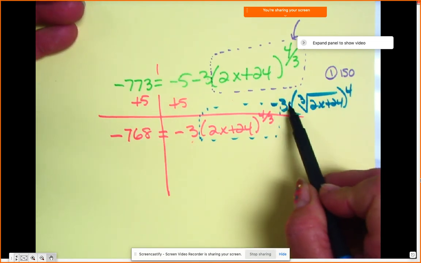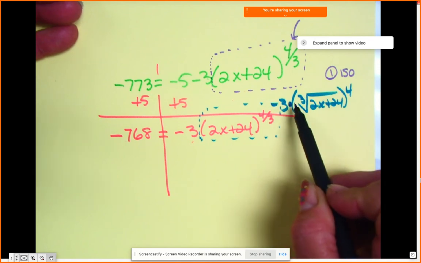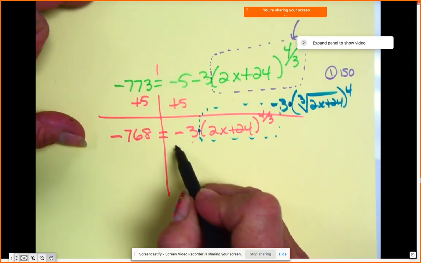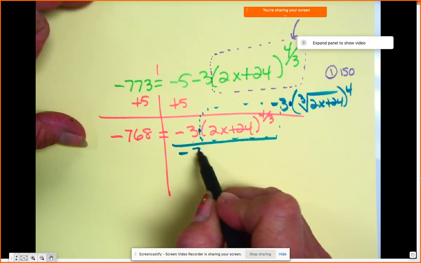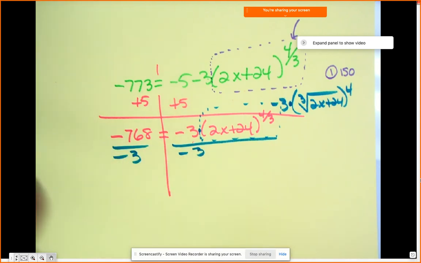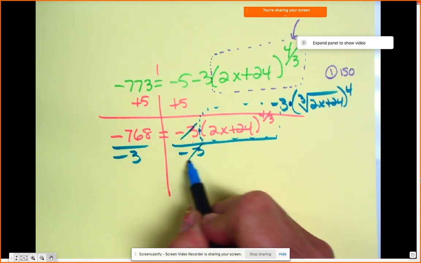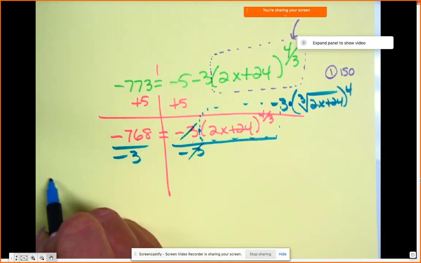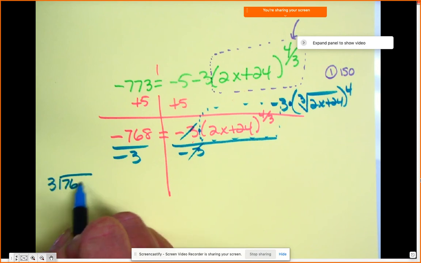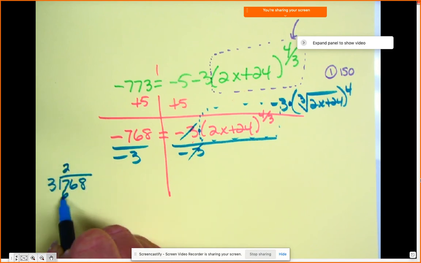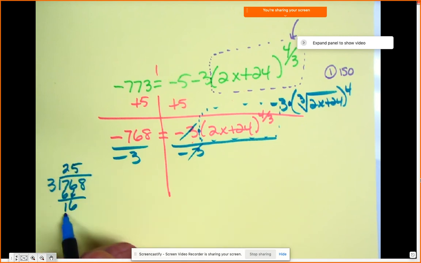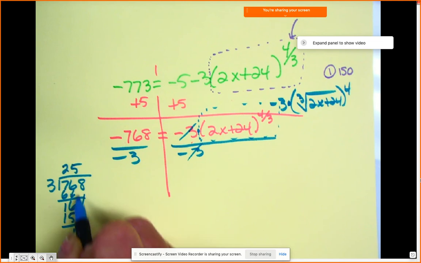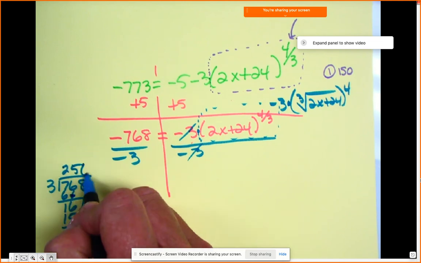So the other thing I can do is, since it's negative 3 times, the inverse of times would be divide. Let's divide both sides by negative 3. Okay, that's how you're going to clear out that negative 3. This will go away. Here I'm going to get positive. I don't know what 3 is into 768, so I'll do it here. It goes in twice. 1 left over, drop the 6. 3 into 16 is 5 times. 1 left over, drop the 8. That's supposed to be an arrow. And 3 times, I get 256.